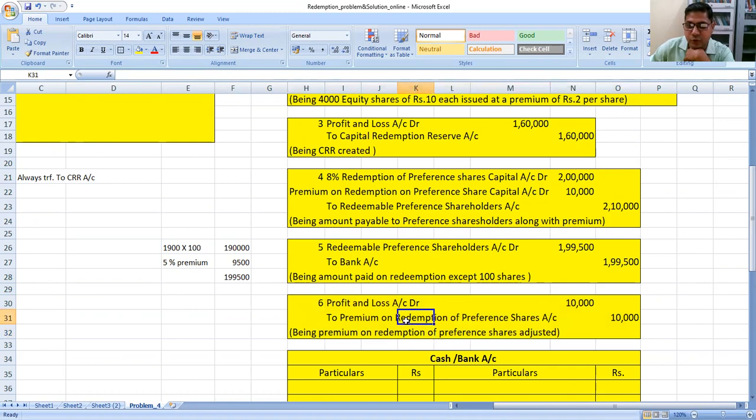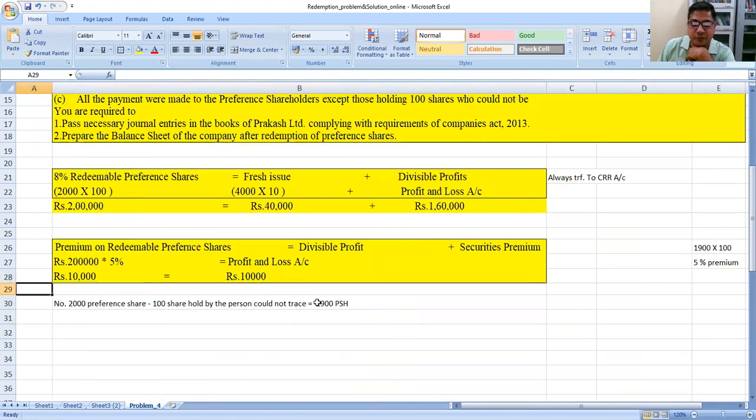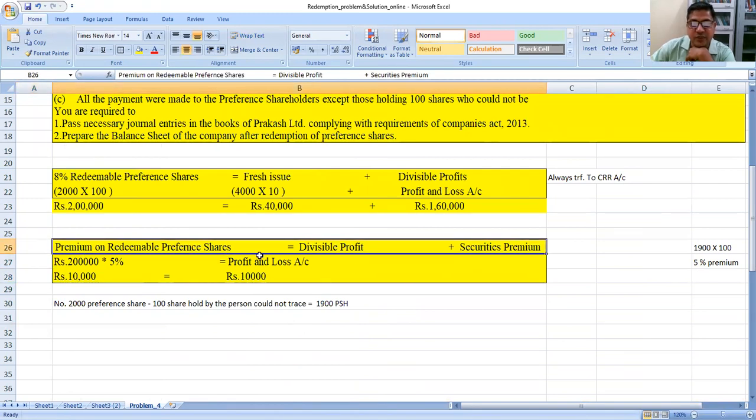Because we have to pay the premium, we will use the divisible profit, the profit and loss account. If it is not available, at that time we will use the securities premium account. These things you should keep in mind. Here we use divisible profit, that is the profit and loss account, 10,000 amount.